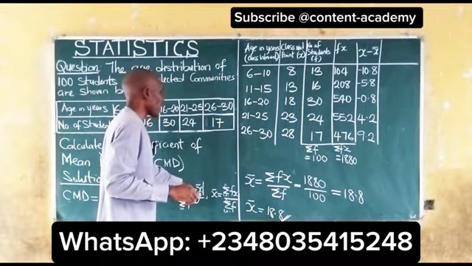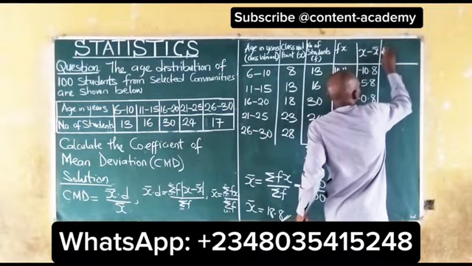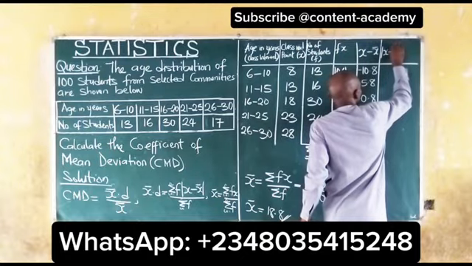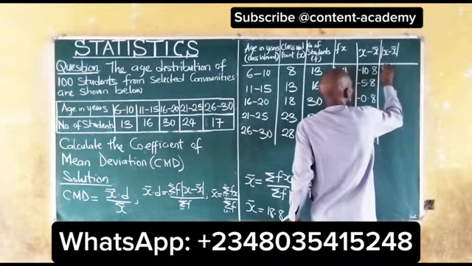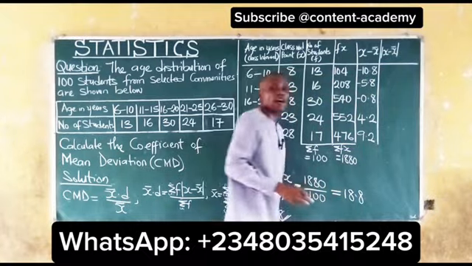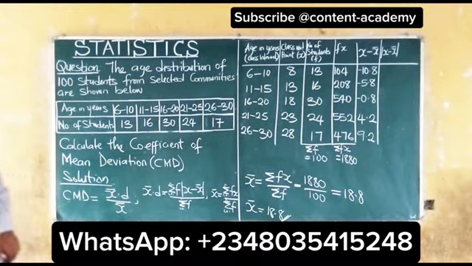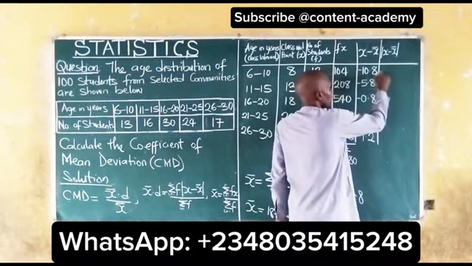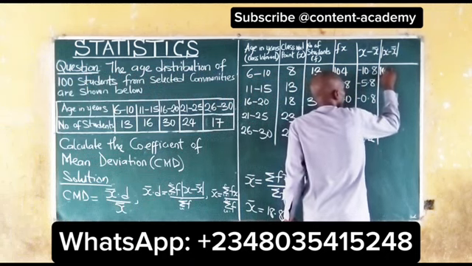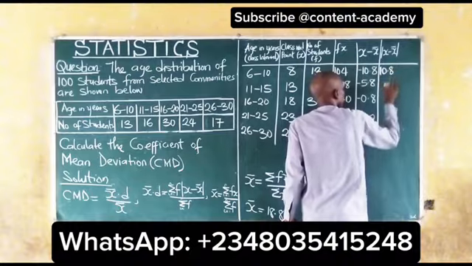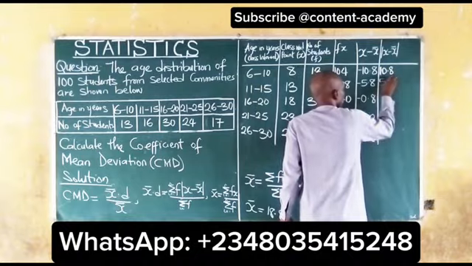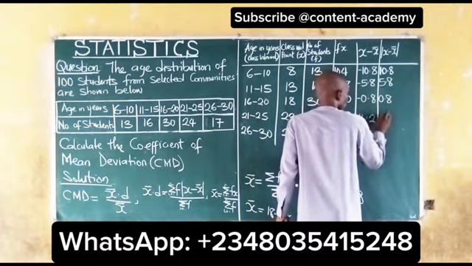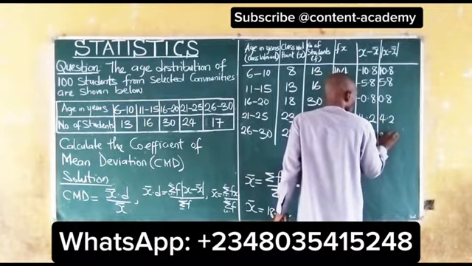Now, we also have x minus x bar. Because of this bar sign, all the negative signs we have will go off. That is the meaning. So here we have negative 10.8, and because of this bar sign, we have 10.8 here. Here we have 5.8, the negative sign will not count. Here we have 0.8, here we have 4.2, and here we have 9.2.